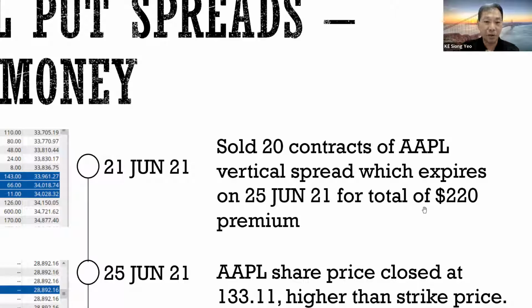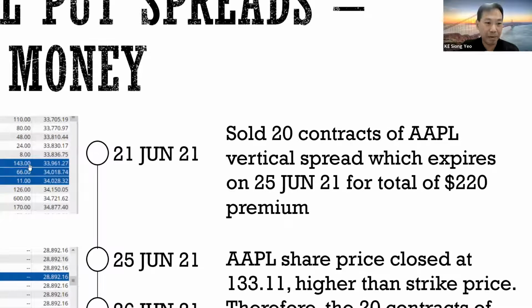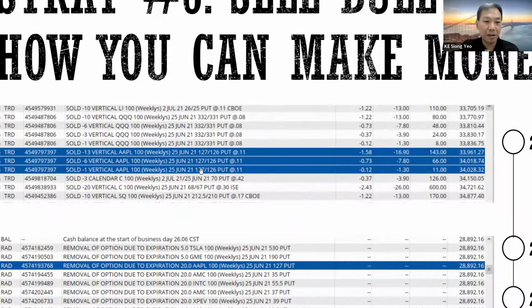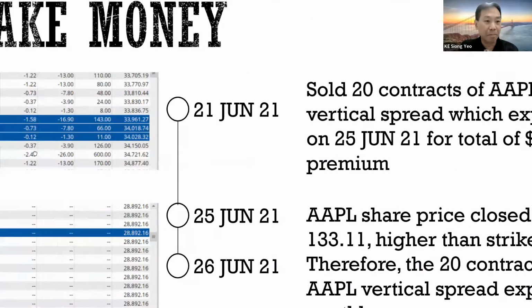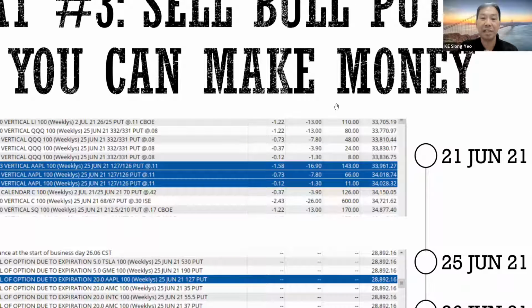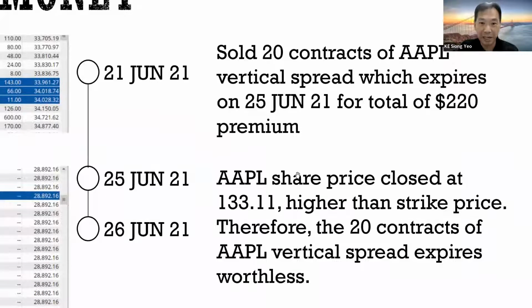And this difference came about, again using the Apple example, because I sell a put on Apple at a strike price of 127 and buy a put at a strike price of 126. Meaning that if Apple share price on the 25th of June does not drop below $126, my position is safe. The amount of premium, which is 220, that I collected becomes mine to keep forever. It becomes cash flow that deposits into my trading account. It becomes capital for me to reinvest to generate even more money in the future.